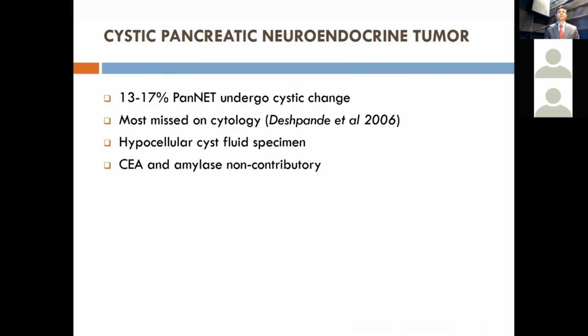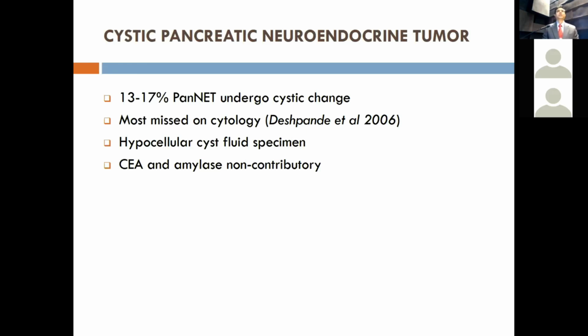Cystic change in pancreatic neuroendocrine tumors is actually not that rare. Some of the recent studies have shown this phenomenon to occur in 13 to 70% of these neoplasms. And because CEA and amylase are not very helpful, a lack of knowledge of this phenomenon can lead to undersampling. Especially if the person who's sampling is not familiar, they will just not sample the wall.